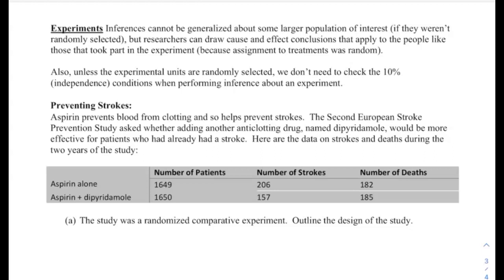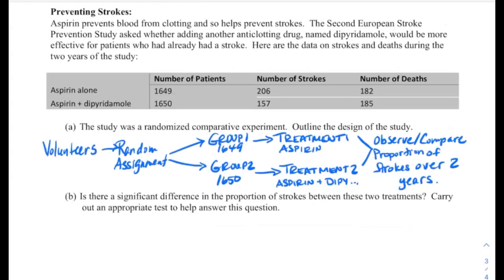Okay, so the first thing is to write out the study, outline the design. So here's our quick review on a design for an experiment. We want to start out with volunteers, and it's even okay to add up all of them and say that there's 3,299 people who are volunteers. They're going to get randomly assigned.